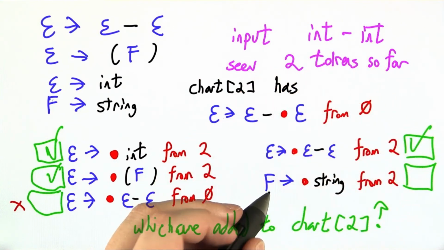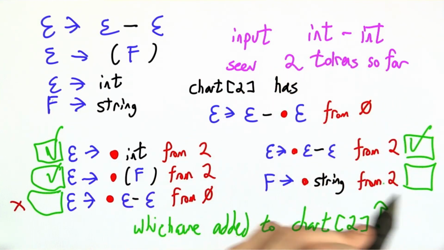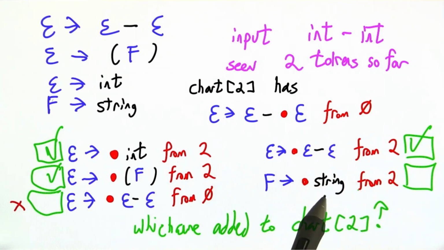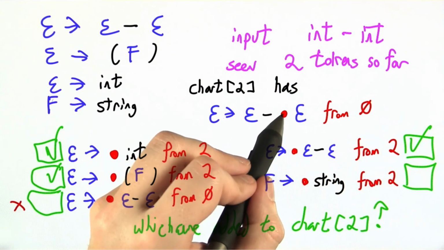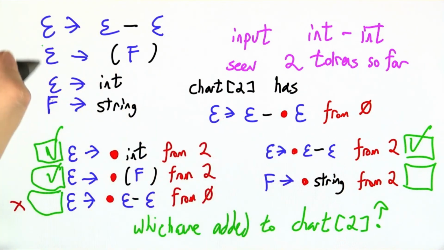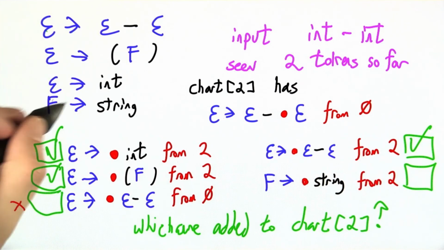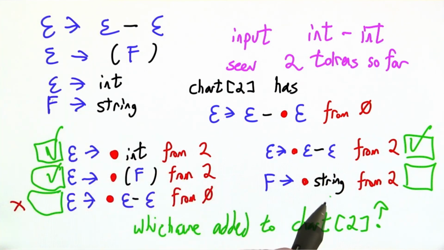And finally, this one's a bit of a ringer. It has f goes to dot string from chart state 2. Well, the from 2 looks pretty good. The dot at the beginning looks very good. But our rule is, since this dot was before an e, we take all the grammar rules that start with e on the left-hand side, and that's it. So f goes to string, that's out of place.